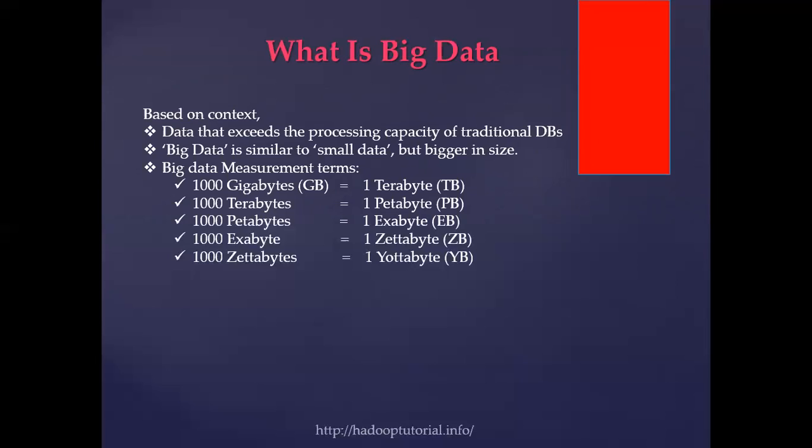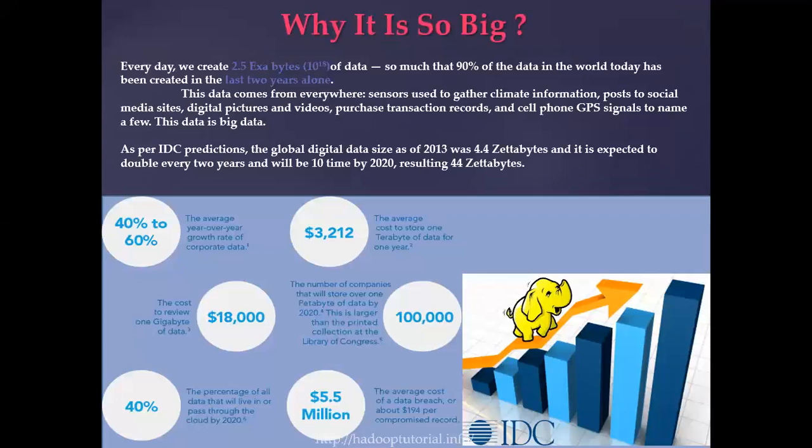Okay. So 1000 exabytes are equal to 1 zettabyte, and 1000 zettabytes are equal to 1 yottabyte. Okay. So when we talk about this big data, you may get a doubt, why is it so big?